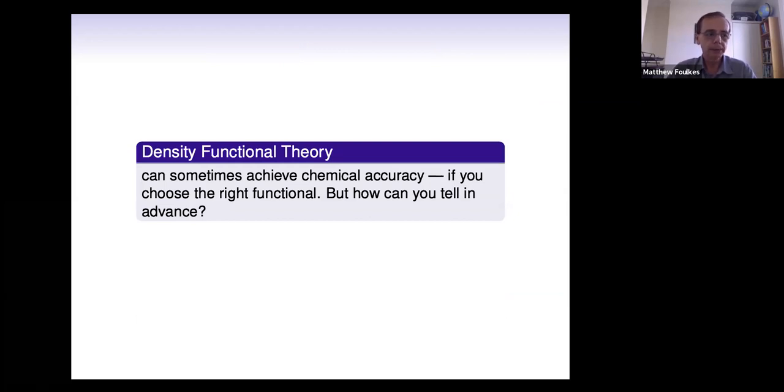It throws away the many-particle Schrodinger equation and replaces it by an effective one-electron-like mean field theory. I know in principle it's exact, but in practice it relies on an approximate exchange correlation functional. And it can, in fact, sometimes achieve chemical accuracy if you choose the right functional, but it's hard to know which one to choose in advance. And it certainly by no means commonly achieves that accuracy.